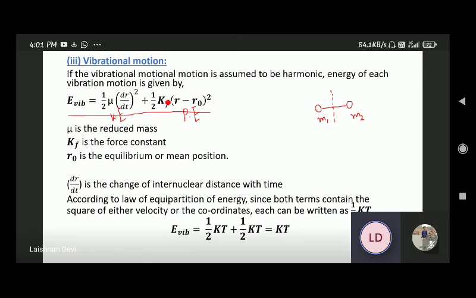Potential energy is written like this, half into kf x square, and kf is also known as the force constant or the spring constant. ठीक है, and r naught is the equilibrium position from which the two atoms are undergoing to and fro motion, right? And r minus r naught in some books is written as x also. So x is nothing but the displacement from the mean position, called r minus r naught also. ठीक है, so potential energy is written in terms of the spring constant or the force constant.